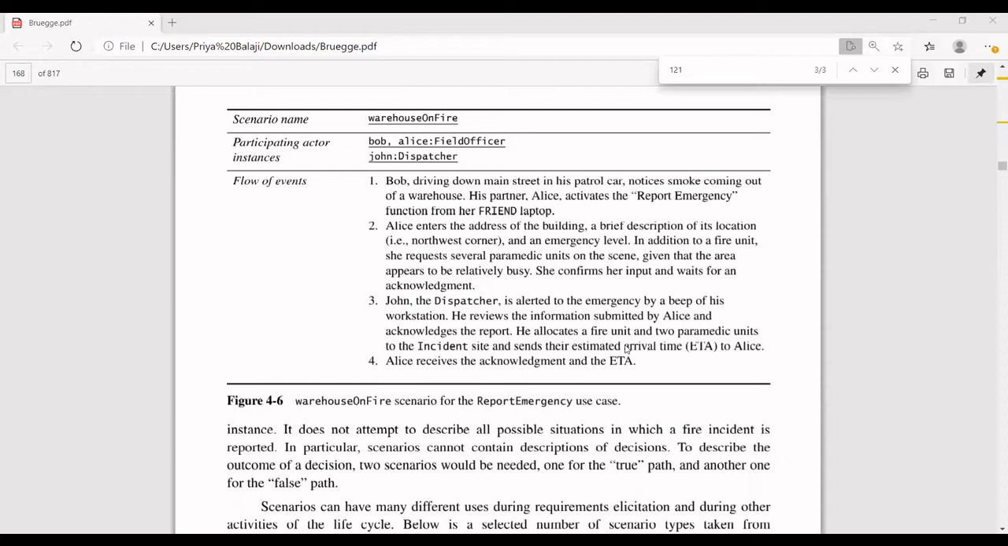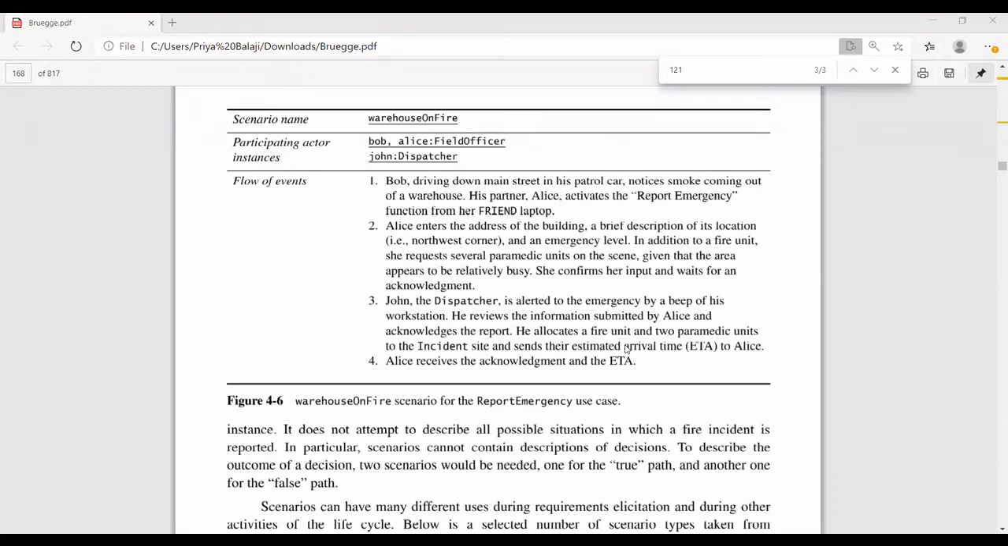All this information will be filled, and once it is filled and submitted, immediately that notification will reach the dispatcher. The dispatcher name is explicitly given as John. So once the dispatcher sees the alert message, they read the report and find out what type of incident it is and what type of resources need to be allocated.